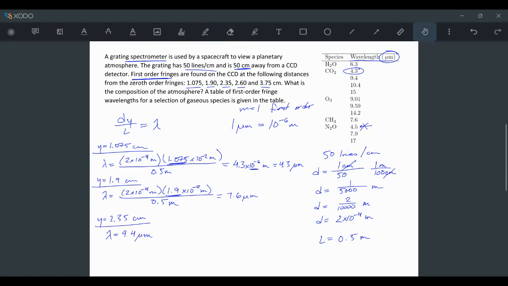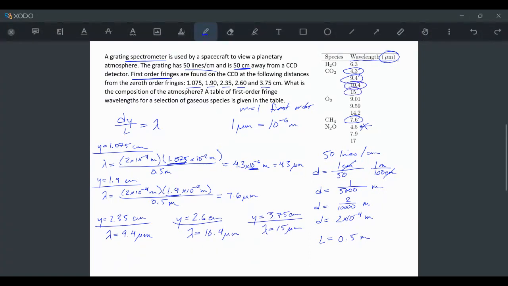So when y is 2.35 centimeters, we get 9.4. Let's keep track of what we're finding. So we found this, we found this. When y is equal to 2.6 centimeters, we find that lambda is equal to 10.4 micrometers. And just a reminder, if you're doing this on your calculator, you will get these coming out as 10 to the minus 6, and I'm just doing the conversion as I'm writing it down here. So the last one was 3.75 centimeters, and the wavelength we get out of that is 15 micrometers.